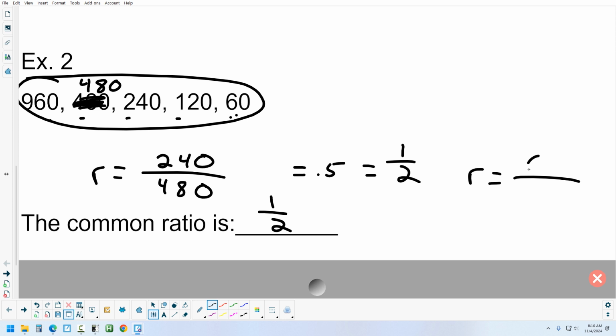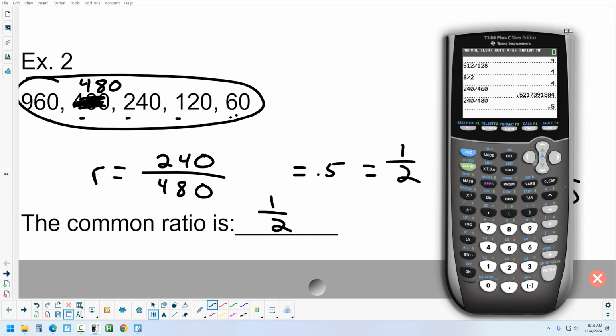Take that term, 60, divide by the one that comes before it, and let's see what we get this time. 60 divided by 120, yeah, 0.5. Okay. Now I'm going to do one more just to check the one that I fixed. 480 divided by 960, yeah, 0.5.